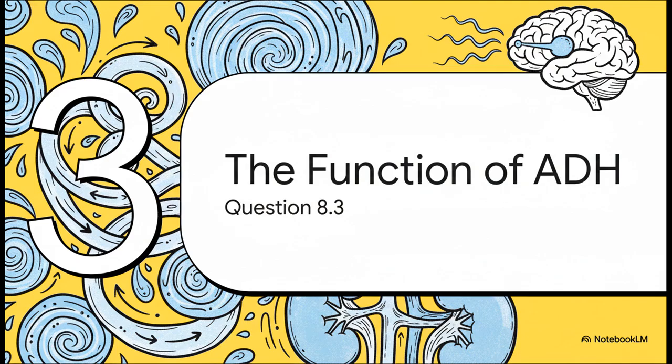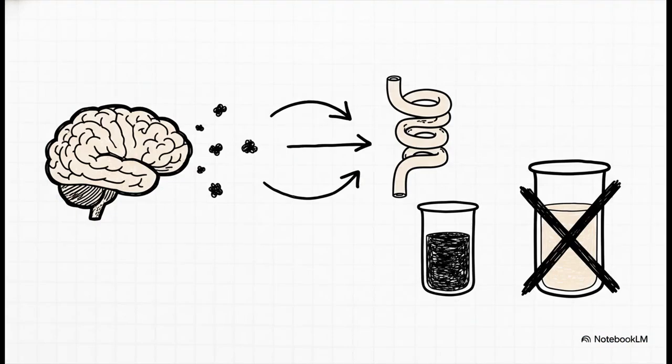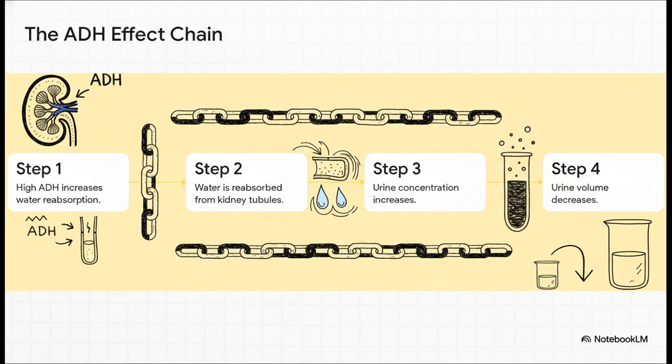The final 4 marks. This part is all about a hormone called ADH, which is basically the master controller of your body's water balance. So, the question wants you to explain what happens when you have high levels of ADH. You need to connect the dots. What does ADH do to the kidney, and what does that mean for your urine? This is a chain reaction, and you need to describe every link.